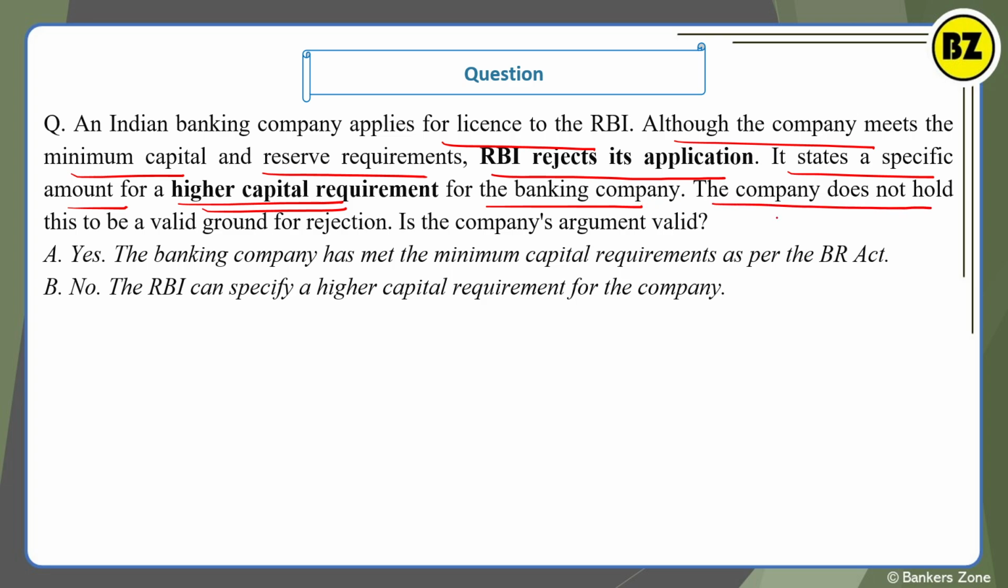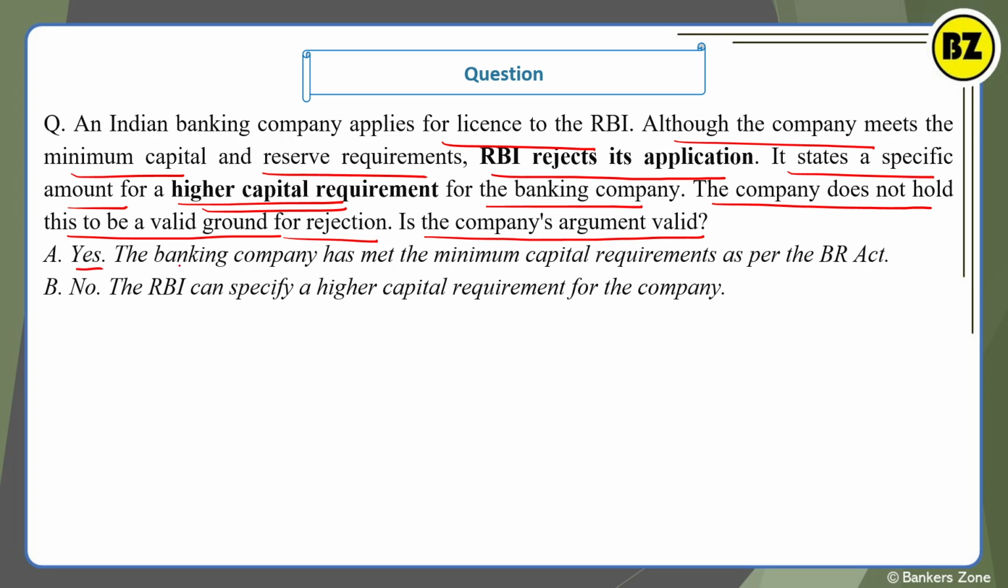The company does not hold this to be a valid ground for the rejection. Is the company's argument valid? See, the thing is very simple. RBI rejected the application and the company thinks that it is not valid to reject its application. So what do you think is correct?